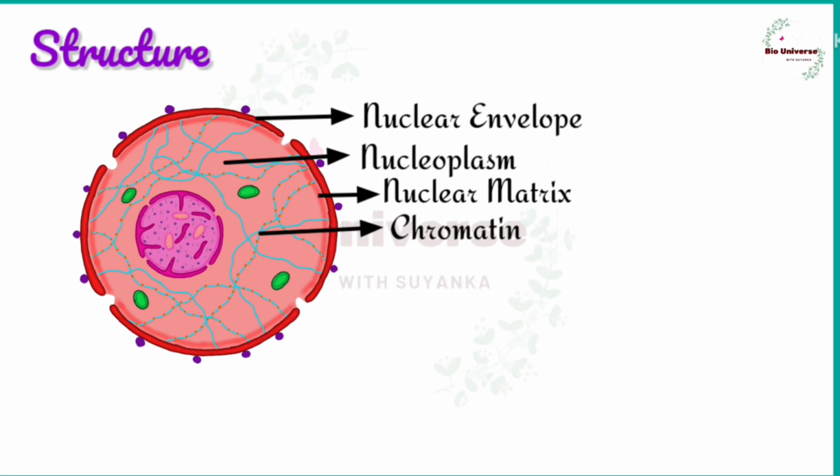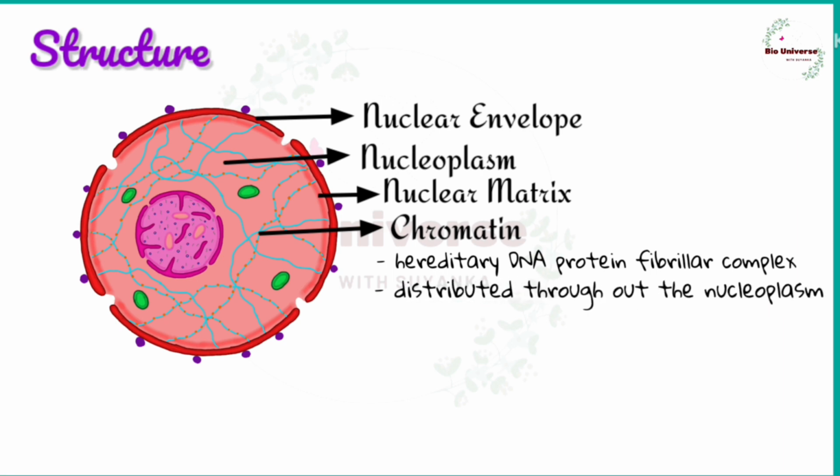Chromatin. The word chromatin was termed by Fleming. Chromatin is a hereditary DNA protein fibrillar complex, which is named so because of its ability to get stained with certain basic dyes. Chromatin occurs in the form of fine overlapping and coiled fibers, which appear to produce a network called chromatin reticulum. Chromatin fibers are distributed throughout the nucleoplasm. They are differentiated into two regions, euchromatin and heterochromatin. We will discuss chromatin and chromosomes in separate videos.